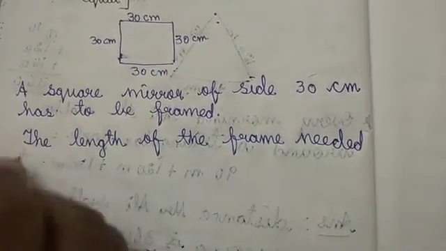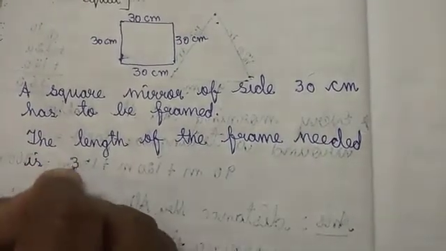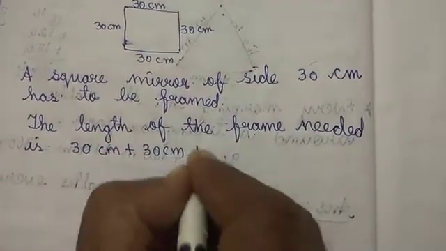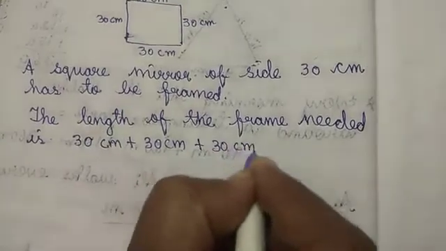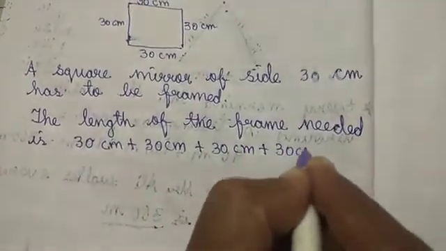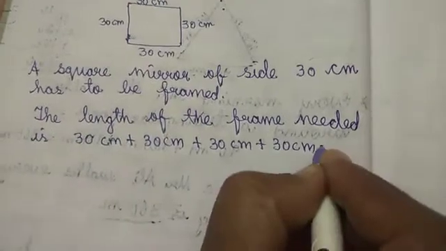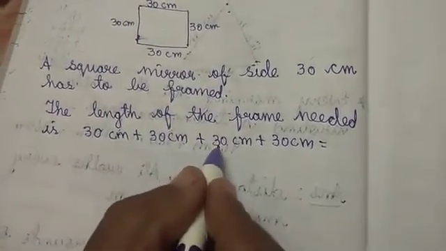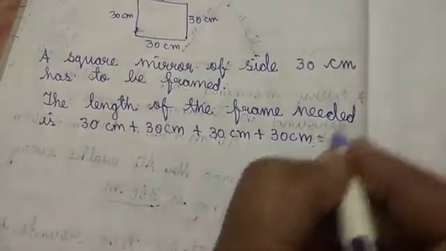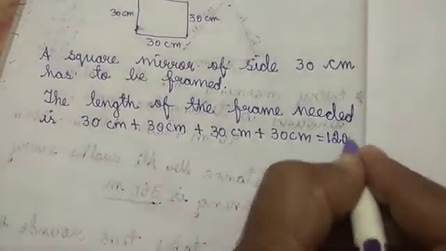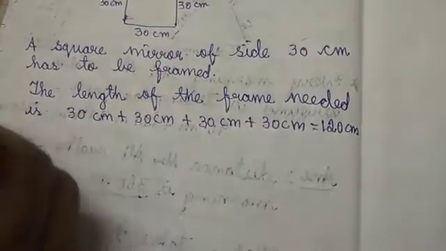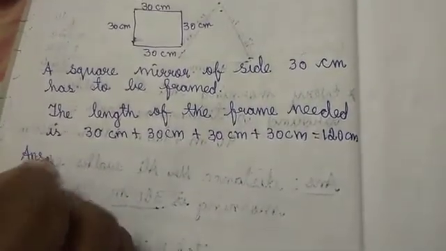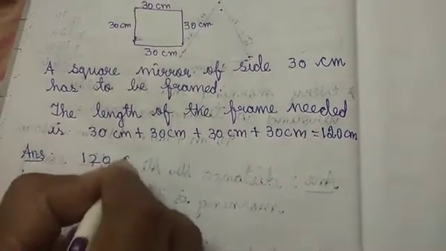Needed is what, children? 30 centimeter plus 30 centimeter plus 30 centimeter and plus 30 centimeter. We have to add this 4. So if you add, what will come, children? 30 plus 30, 60, 60 plus 30, 90 and 90 plus 30, what will come, children? 120 centimeter. So what's the answer, children? Answer is needed is 120 centimeter.